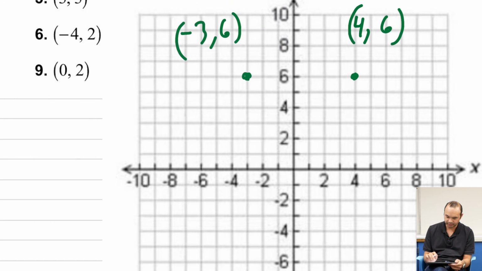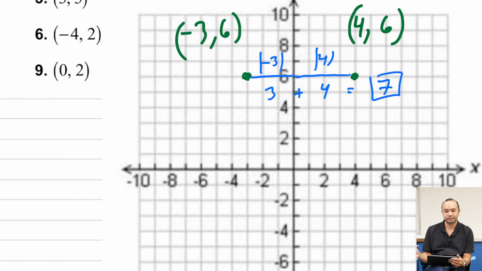Well, actually, you can find the distance from 0 of negative 3. So the distance from 0 of negative 3 is from here to 3. The absolute value of 3 is 3. And here, 1, 2, 3, 4, the absolute value of 4 is 4. If you add those two together, you end up with 7. So the distance between negative 3, 6 and 4, 6 on a coordinate plane is going to be 7. Even though this point is negative 3, you take the absolute value, because when you take distance, it's absolute value.